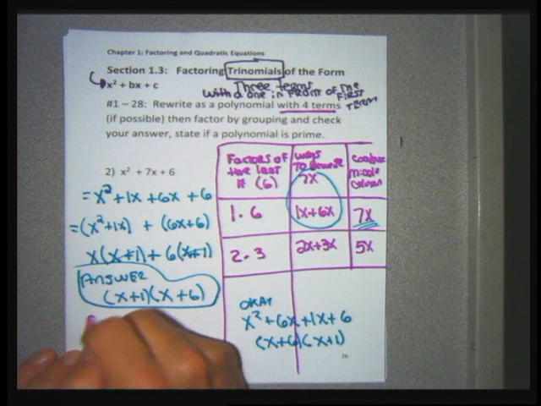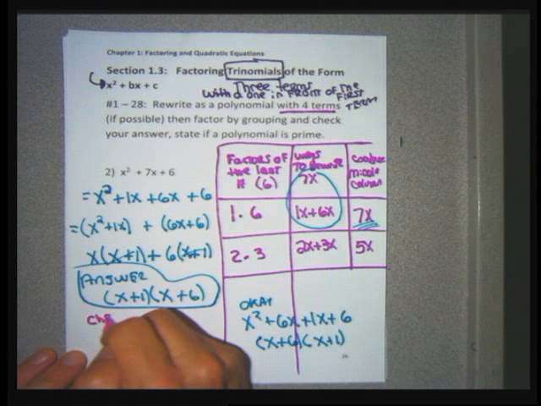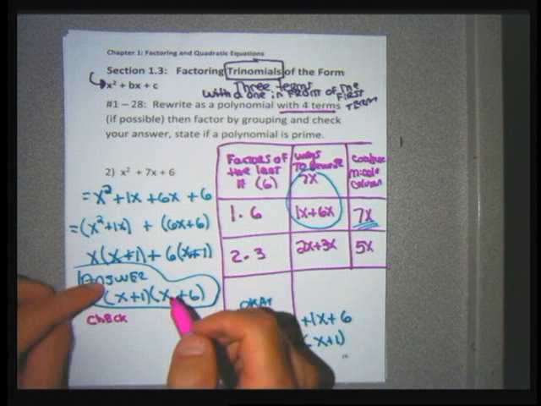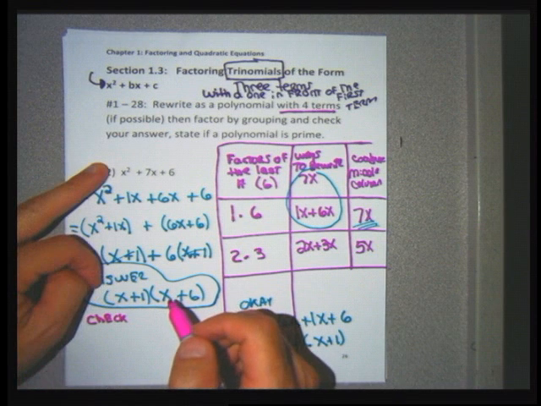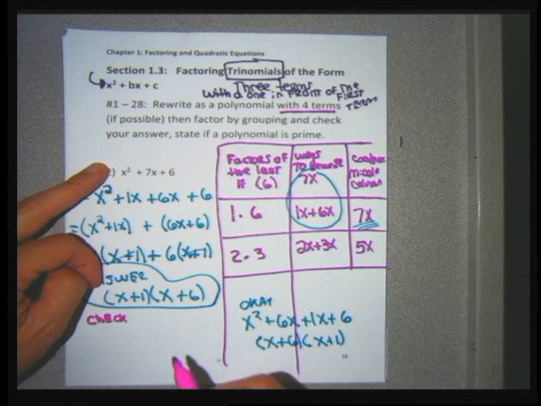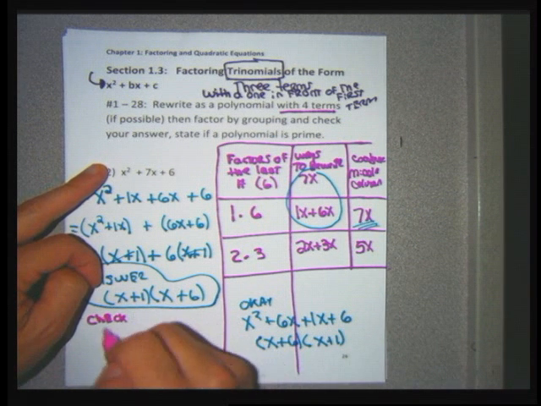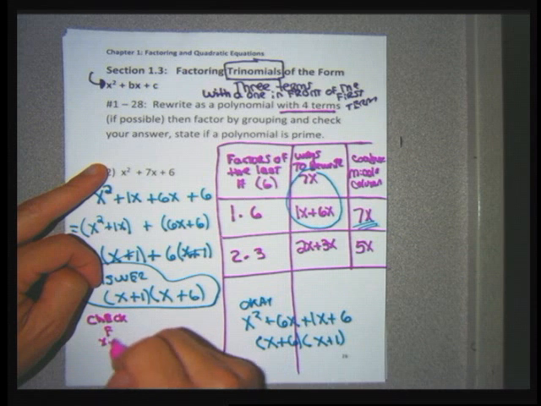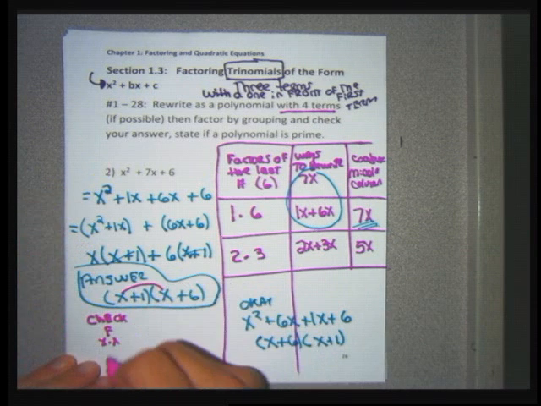Anytime I factor a trinomial, I can check my answer by FOILing. So I'm going to FOIL my answer to make sure it equals the original problem. If I FOIL my answer and it doesn't equal the original problem, then I've made a mistake. So I'm going to check by going firsts, which are x times x, that's here, which is x squared.